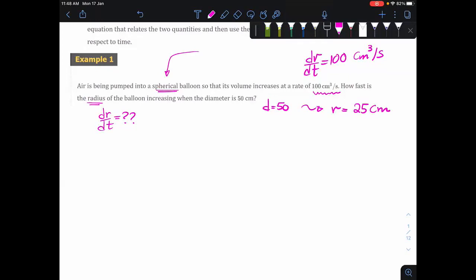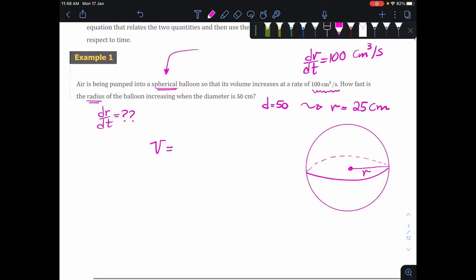The sphere, it has a radius of what, guys? Of r. This is the sphere. The radius is r, and here the radius is 25. What's the relationship between V and r? Volume and the radius of a sphere. The volume of the sphere is 4/3 pi r cubed.